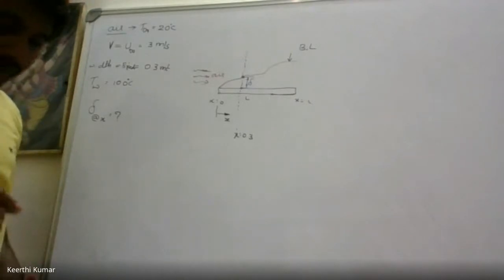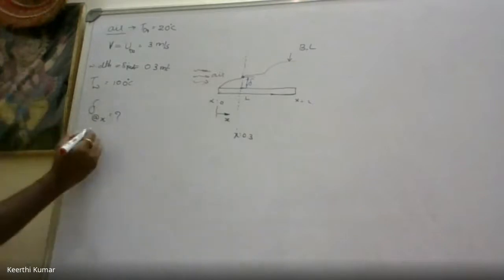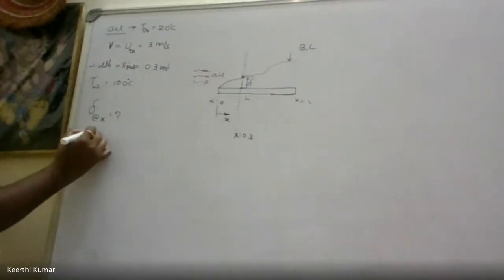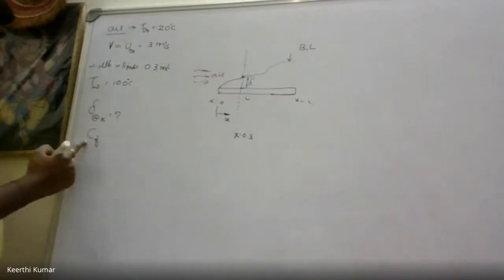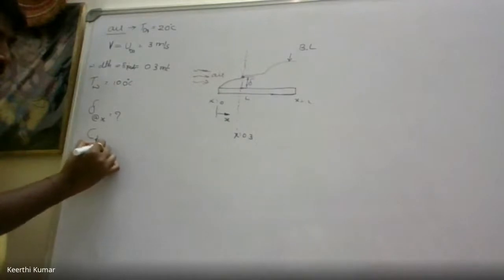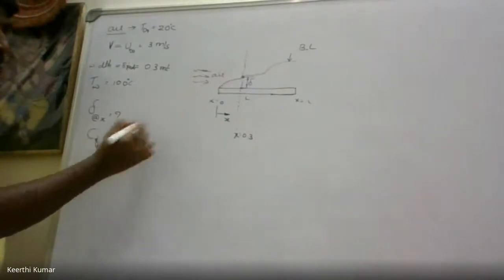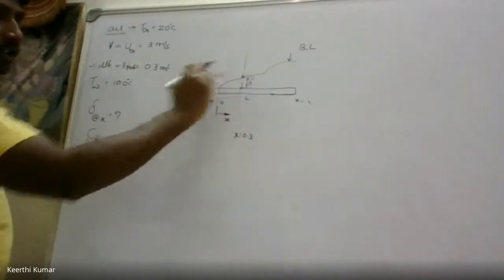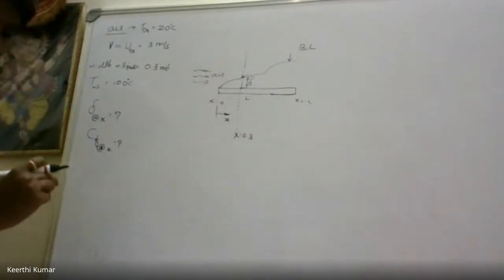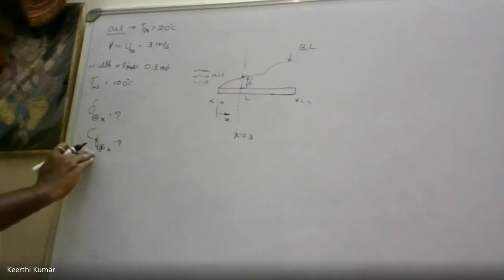What is the meaning of local friction coefficient? In the last class we did this, but unknowingly. CF is a friction coefficient. CF is a friction coefficient at x. Friction coefficient at x means, at this location, what is the friction coefficient between the layers? That he is asking. That is CFx. Then average friction coefficient. This is friction coefficient.